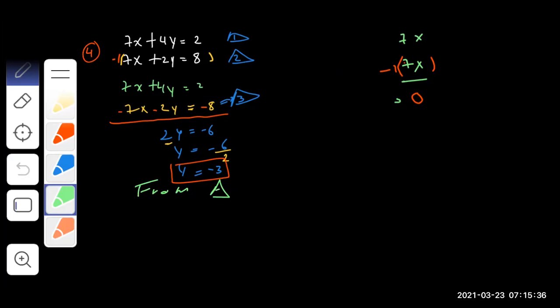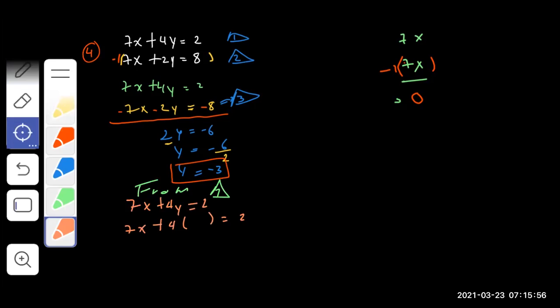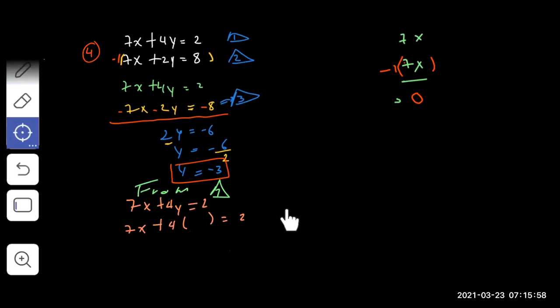Let me copy the first one. The first one is 7x plus 4y equals 2. Excellent. All of those terms are positive. Let's substitute: 7x plus 4, y in parentheses, equals 2. What is the value for y, Christopher?